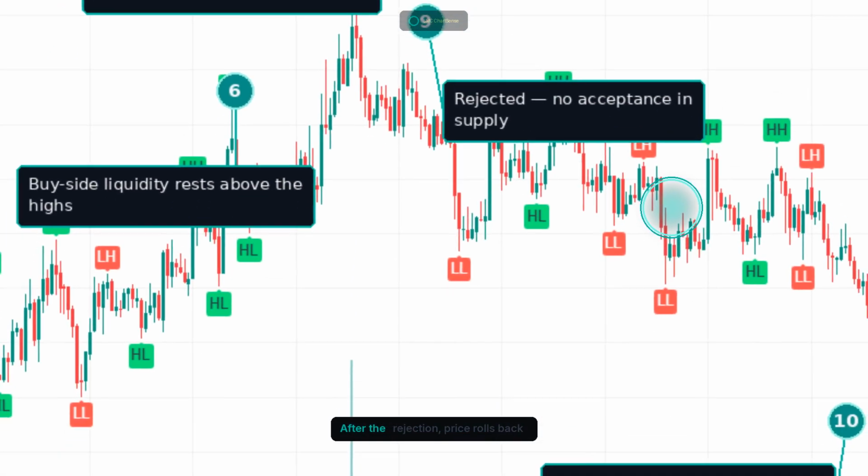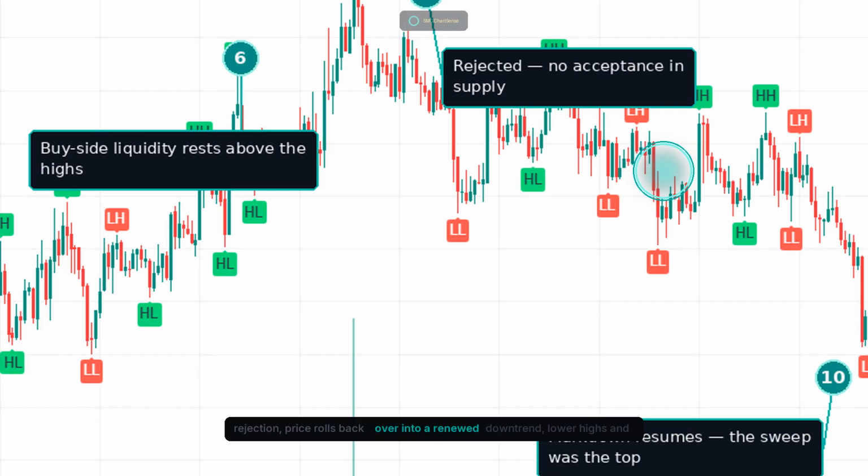After the rejection, price rolls back over into a renewed downtrend, lower highs and lower lows stepping down through the right of the chart. The recovery is over. In hindsight, the climactic spike was not a breakout attempt, but the final act of the advance, the move that ran the last of the liquidity before the turn. The shelf that looked like a base was the liquidity the spike came to collect.